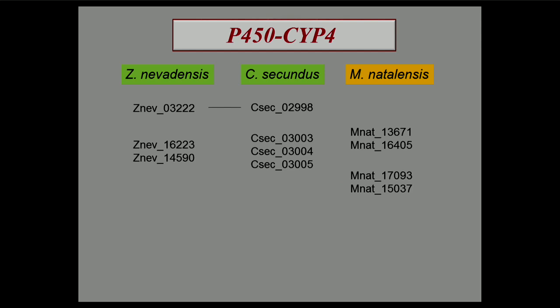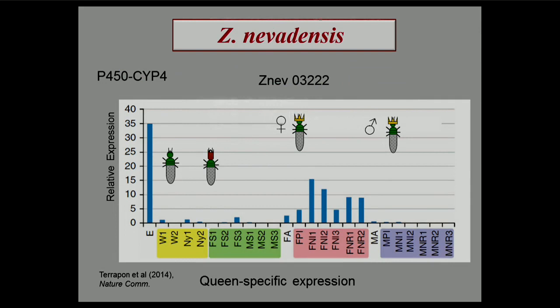And now when we look at the expression pattern for Zootermopsis nevadensis and Cryptotermes secundus, we can see that the closest ortholog for our P450 gene is also overexpressed in female reproductives. So you have here the expression of this gene, and here you have workers, then you have soldiers. Here you have female reproductives and male reproductives, and what you can clearly see is that this gene is overexpressed in reproductives of Zootermopsis nevadensis.